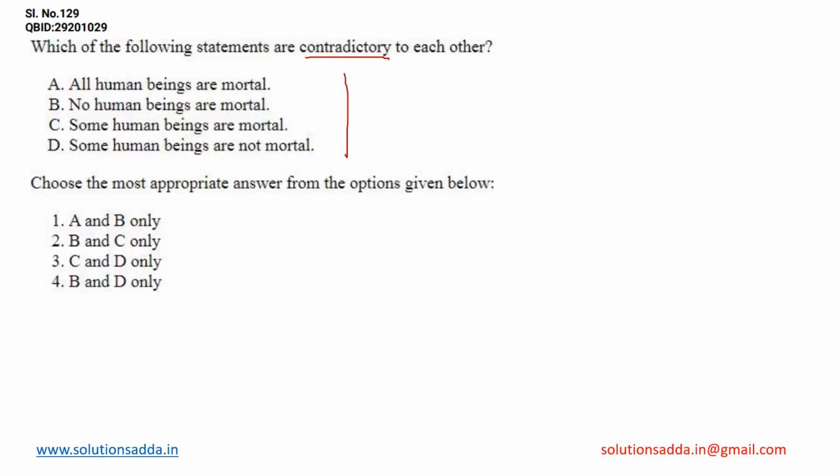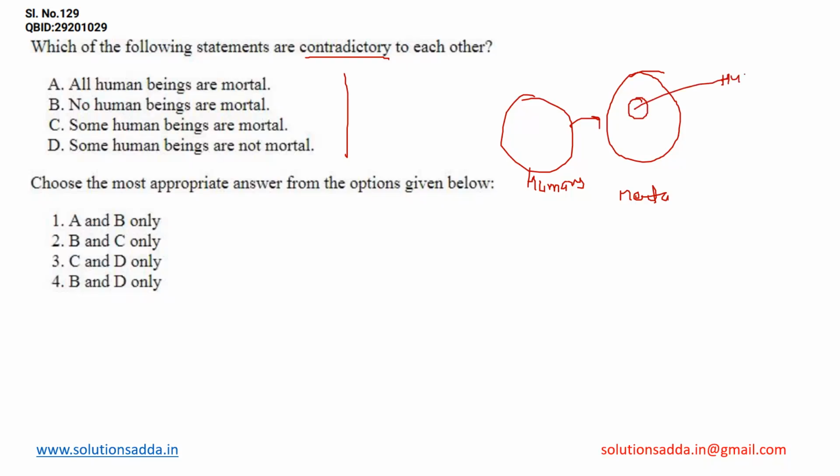Sentence A says all human beings are mortal. So this is a category of the mortal, and this is a category of humans, and we can say that all humans are mortal. So we can represent it like this. This is the representation of humans, and all humans are mortal. So the representation of sentence 1 is this. Now the next sentence is: no human beings are mortal. Some human beings are mortal, some human beings are not mortal.